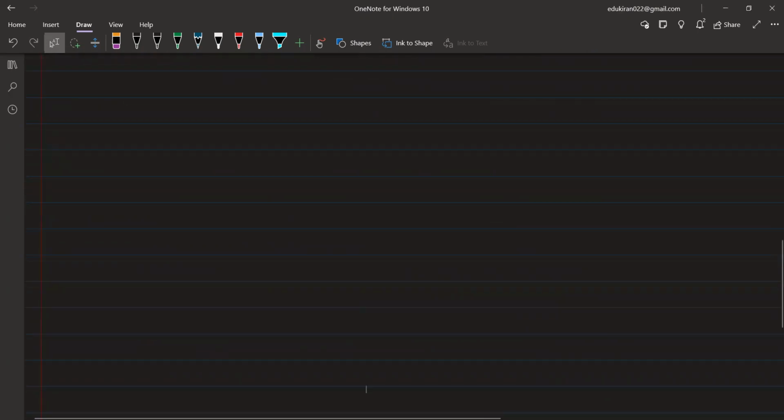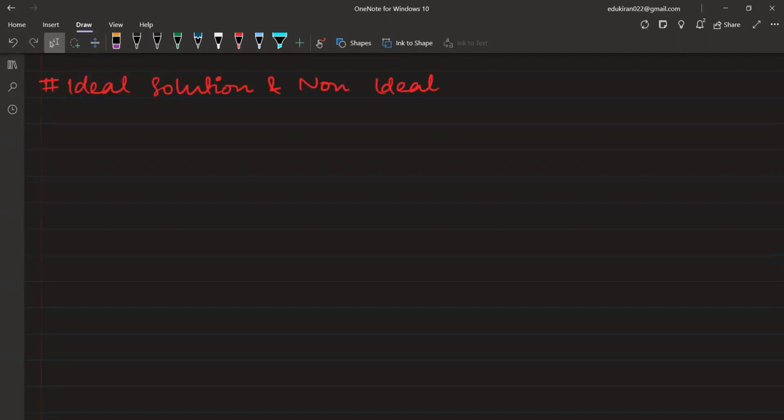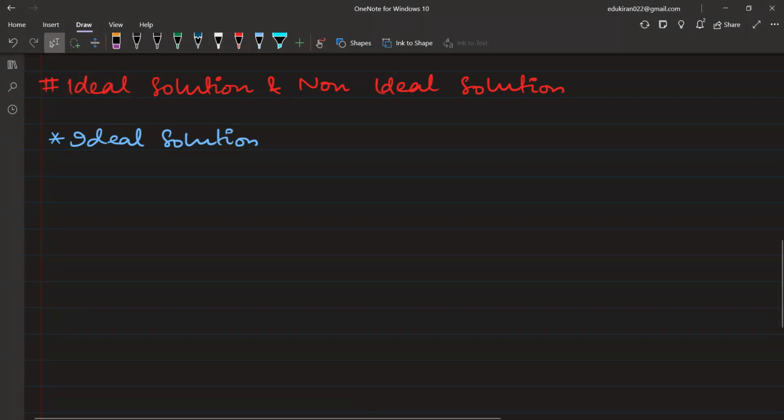Moving on towards ideal solution and non-ideal solution, okay? Ideal solution and non-ideal solution is the topic. First of all, what is an ideal solution? Please write. Anything that follows Raoult's law over an entire range of concentration is known as an ideal solution.